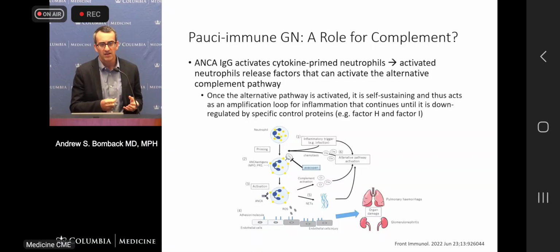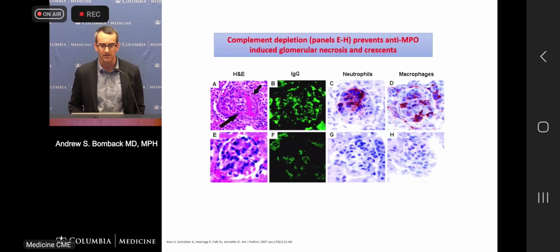As you heard earlier, there often is some C3 staining on the biopsies of ANCA-associated disease. But there's also a clear signal that ANCA autoantibodies activate neutrophils that in turn stimulate the alternative complement pathway to overactivate. And once that alternative pathway is activated, it's self-sustaining. So the alternative complement pathway is clearly involved in the pathogenesis of ANCA-associated glomerulonephritis.